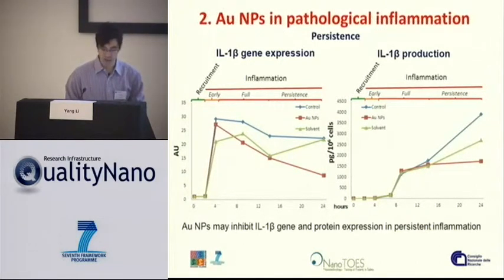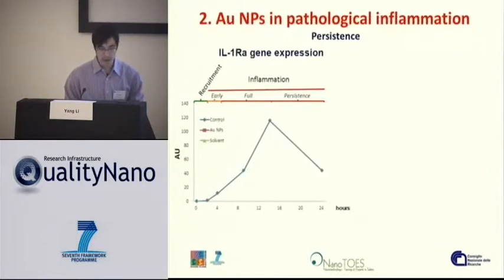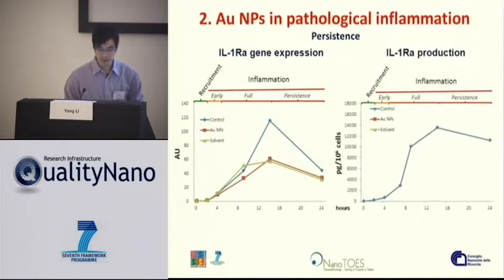About its antagonist. From 0 to 14 hours, IL-1RA gene expression goes increasing steadily and also goes down to the normal level. I think because the IL-1 beta is at a very high level, it inhibits its antagonist production. About the gold nanoparticle and solvent, it also shows some inhibition during the full inflammation phase, but also due to the solvent, not the nanoparticles.